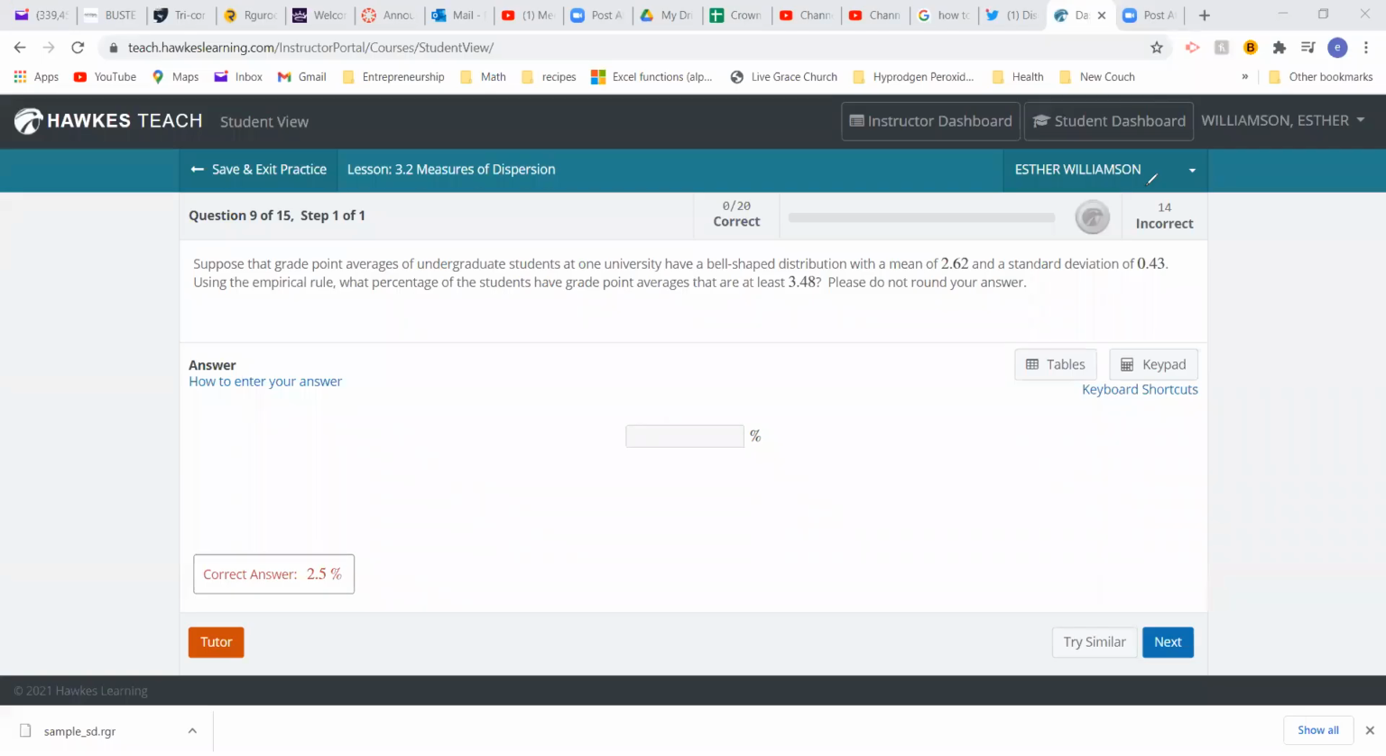Okay, so for this question, it has to do with the empirical rule. I'm going to draw this. We have a bell-shaped distribution again with a mean of 2.62 and a standard deviation of 0.43, so I'm going to add 0.43. That gets me to my first standard deviation of 3.05, and then I'm going to add it again. That's 3.48. So this is +1 standard deviation.